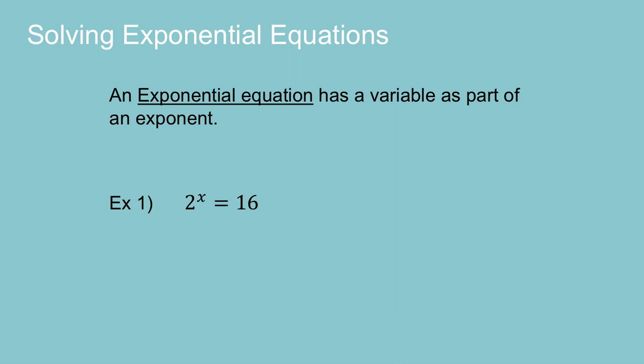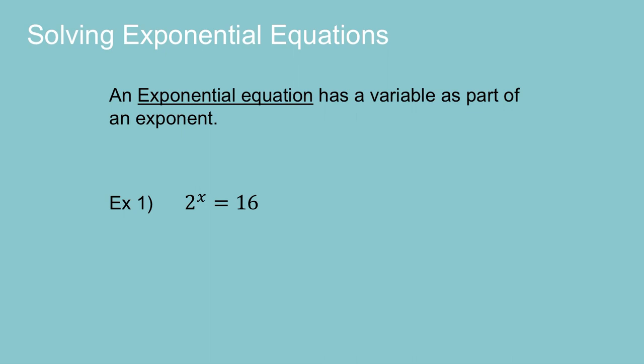Here we have the equation 2 to the x equals 16. It's an exponential equation because its variable is an exponent. Now you're probably thinking you already know the answer to this question, and we don't really have to do much work to solve this. We could just think to ourselves, 2 to what power is 16? And the answer would be 4, so x is 4.